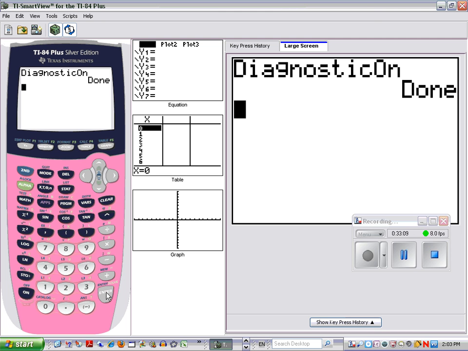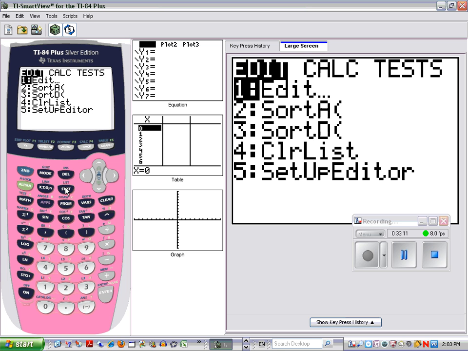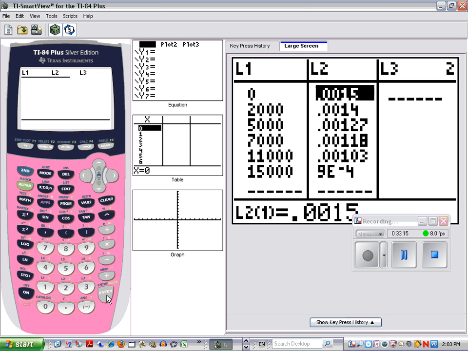All right? So to get to your list, stat, enter on edit, and you have your list. To save time, I've gone ahead and entered time in L1 and concentration in L2. Everyone do that for that first problem now, and I'll pause this.